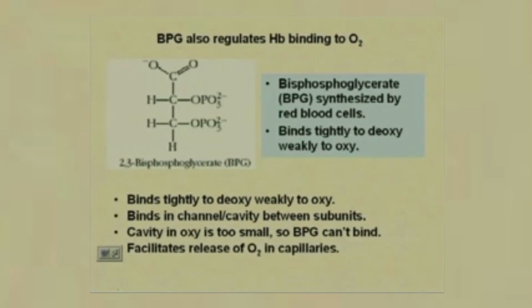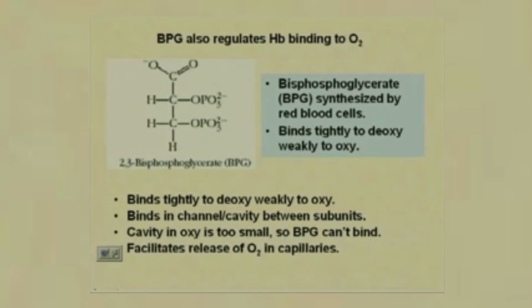This BPG binds to deoxyhemoglobin, and what happens is the cavity that is present in deoxyhemoglobin is large enough to hold the BPG molecule in there. Okay? Now, once it holds the BPG molecule, can you tell me what is going to happen to the oxygen then? If the deoxy is binding the BPG, then the oxygen will not be bound to it. It will be released. Okay?